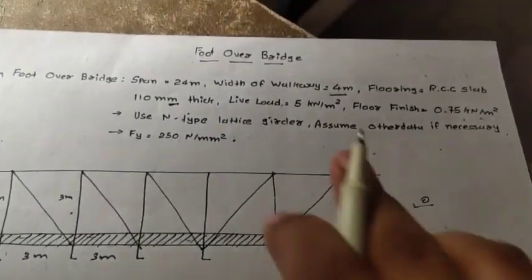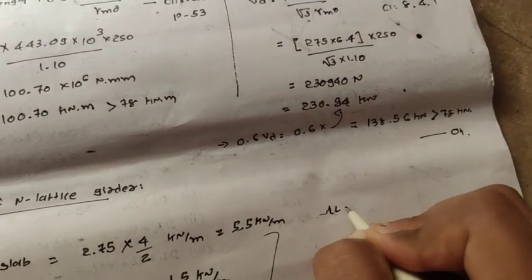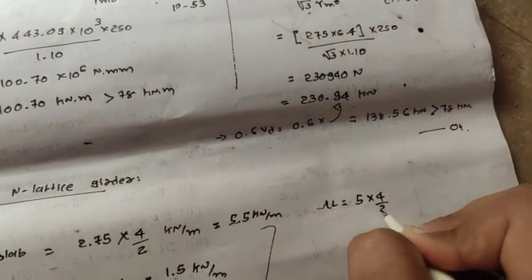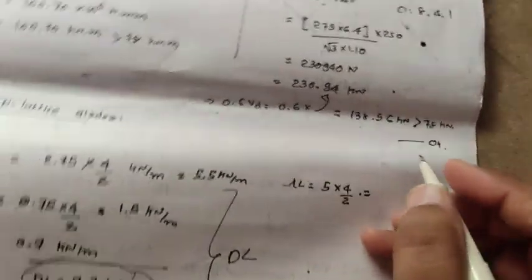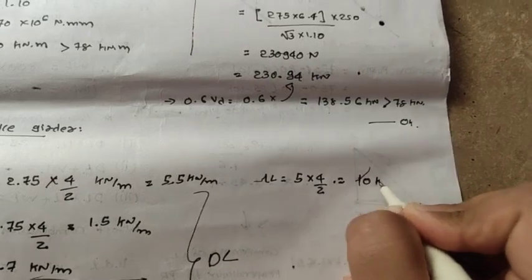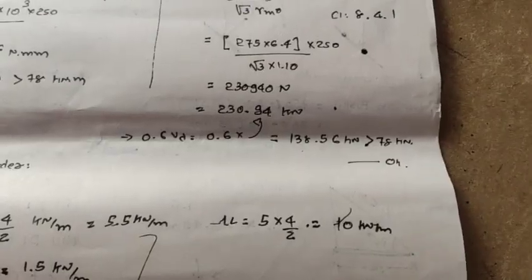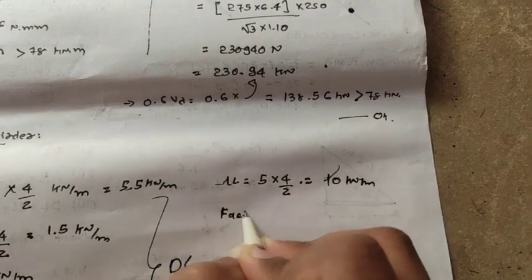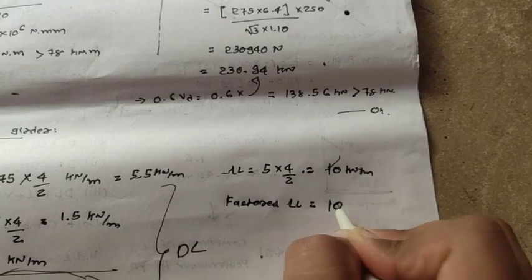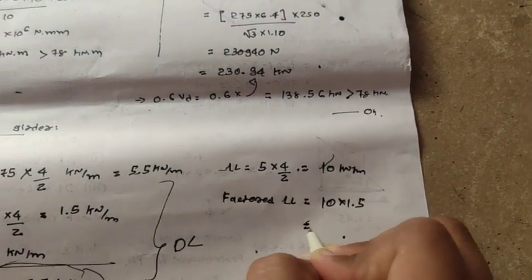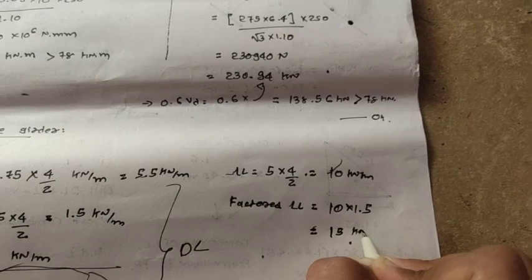Now we're talking about the live load. How do we find the live load? The live load is already given, which is 5 kilonewton per meter square. So live load is equal to 5 multiplied by width divided by 2, because it's distributed one half on the left side and one half on the right side. This answer is 10 kilonewton per meter. Now calculating the factored live load: 10 multiplied by 1.5, so the answer is 15 kilonewton per meter.